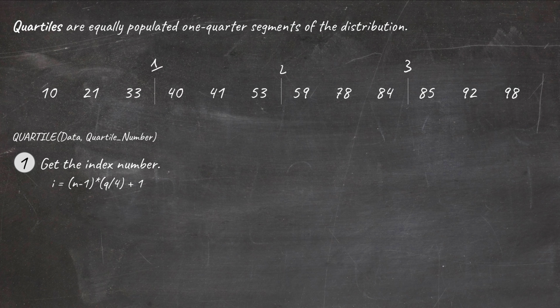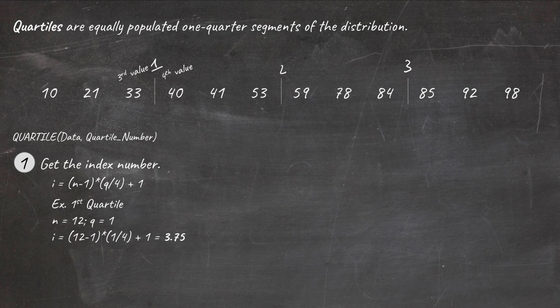We have 12 numbers here, so n is 12. Let's start with the first quartile, so Q is going to be 1. 12 minus 1 is 11. We multiply that by 1 divided by 4, which is 0.25. 11 times 0.25 is 2.75, and then we add 1 to it, and we get 3.75. That is our index number. It tells us that the first quartile lies somewhere between the third and fourth value, actually 75% of the way between them.